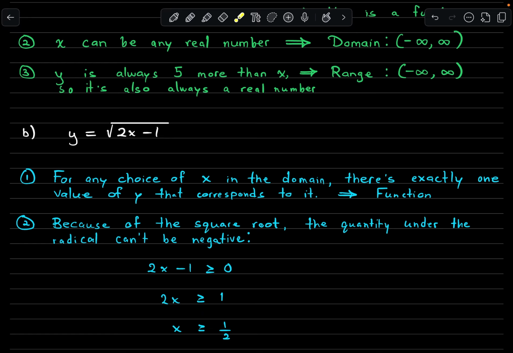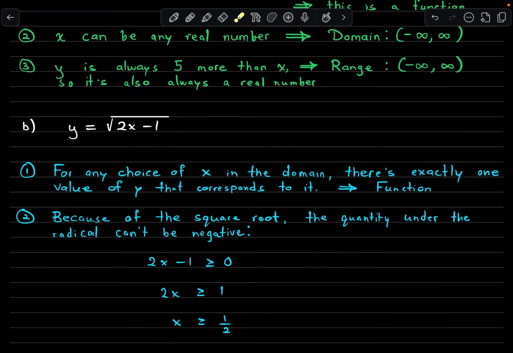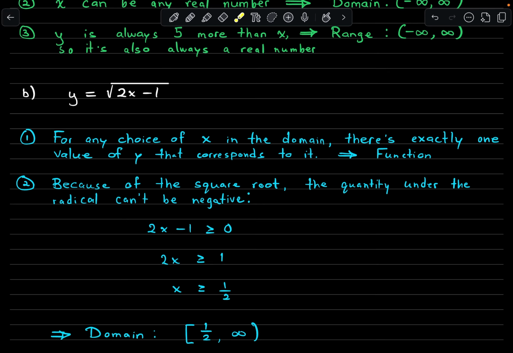Okay, so only those x values which are greater than or equal to 1/2 are allowed. Those are the only x values you can plug into here and make this work. So that means our domain has to now start at 1/2. So we're going to include 1/2, because if we plug in 1/2, we'll get 0. That's fine. So we're going to get from 1/2 all the way up to positive infinity.